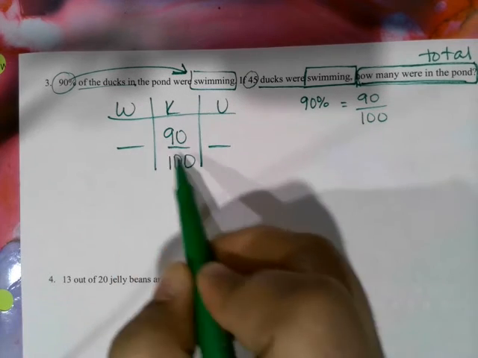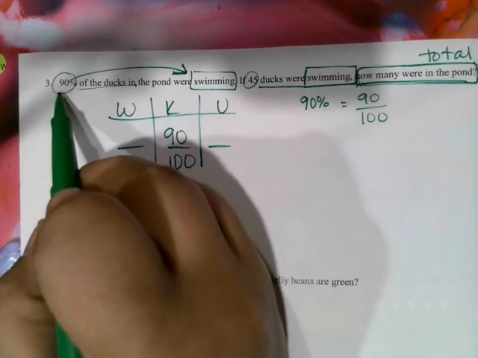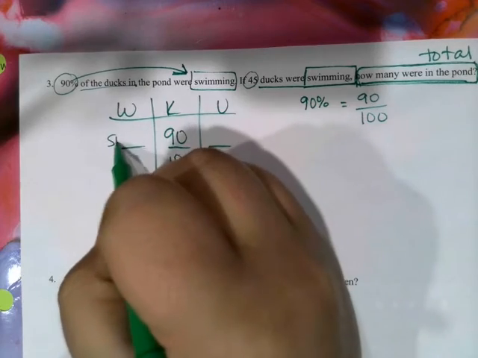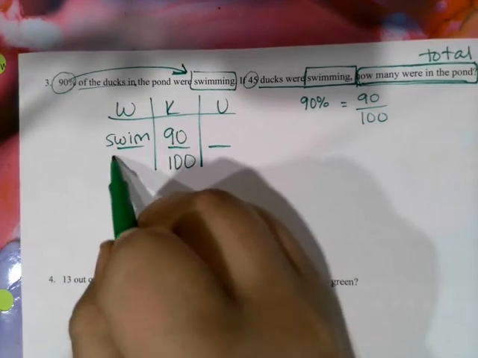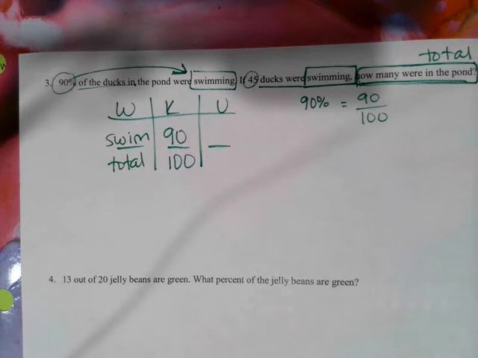Now let's fill in those words that go along with them. So 90%, what word goes with it? 90% of the ducks in the pond were swimming. So I'm going to put swim. And then obviously 100 has to be your total. 100 will always be your total.